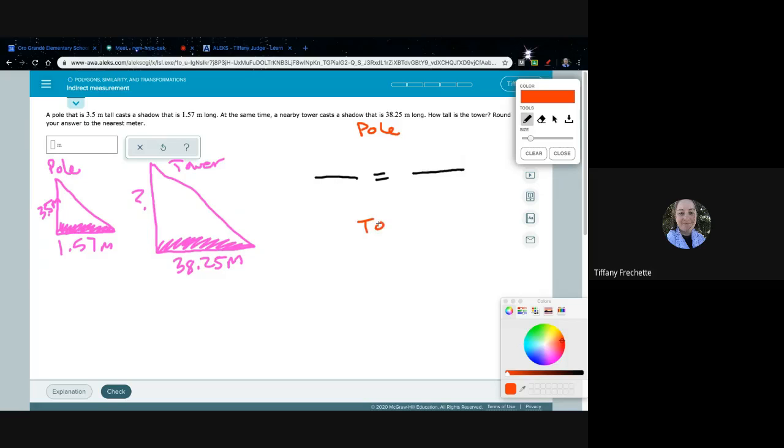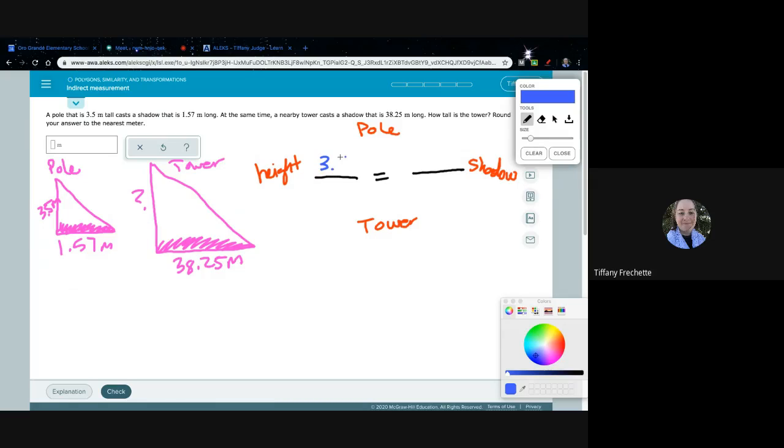And I'm going to go pole, tower. So all my measurements for pole are going to go on the top. All my measurements for tower are going to go on the bottom. And then I have height and shadow. So I have both of them in this case. So let's start filling this in now. So remember, this means height pole. So the height of the pole is going to go here.